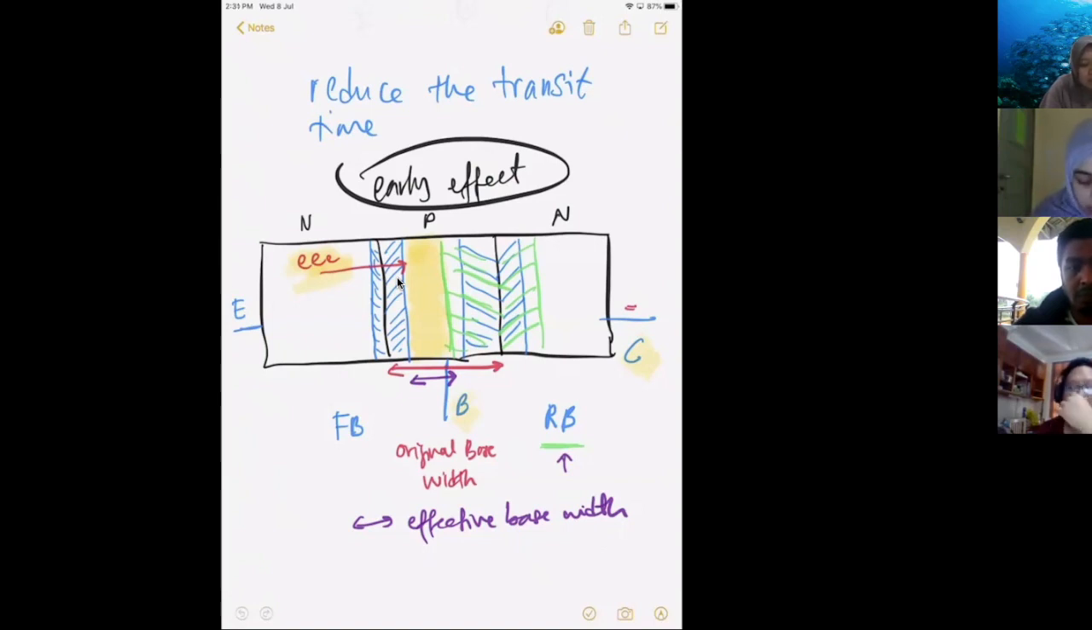Do you understand? When the base width is decreased, we don't have much recombination in the base, and therefore we have an increase in gain. When we have reduced base width, the recombination in the base will decrease, and therefore we will have more gain.